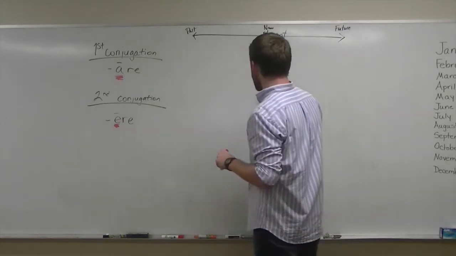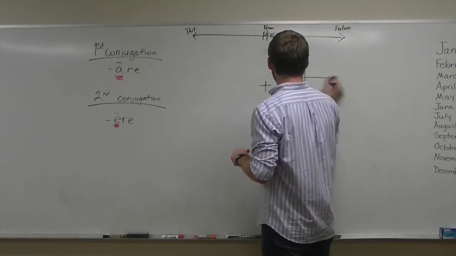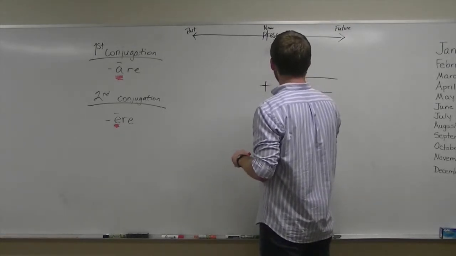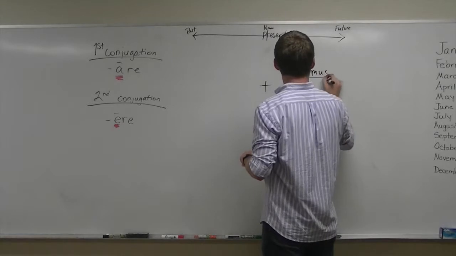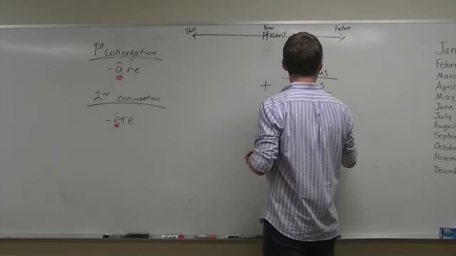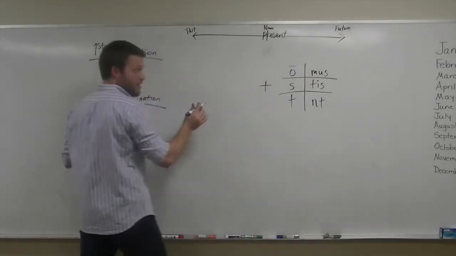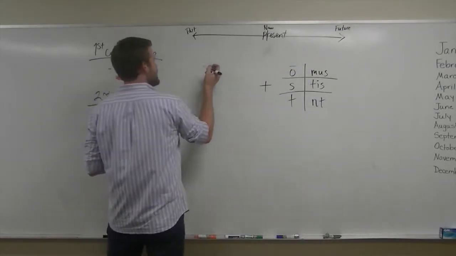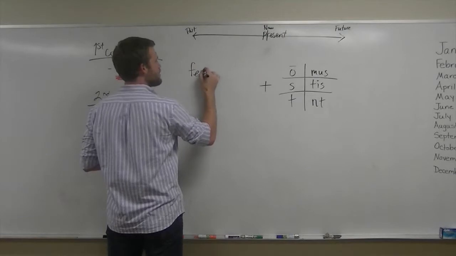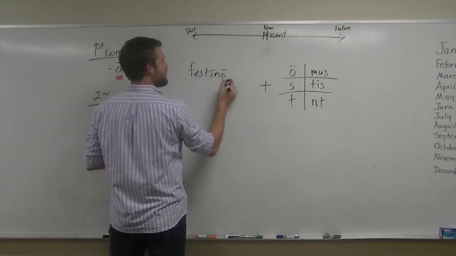Okay, so that's actually the second part, right? The endings are our second part. O, s, t, mus, tis, nt. You take off the RE, and you fill the blanks if you need to. Good. Okay, so I'll grab one of those verbs. Festino, festinare.